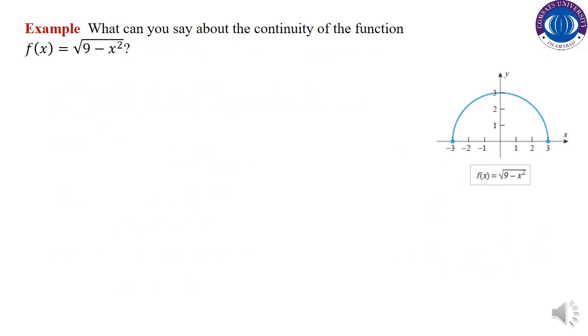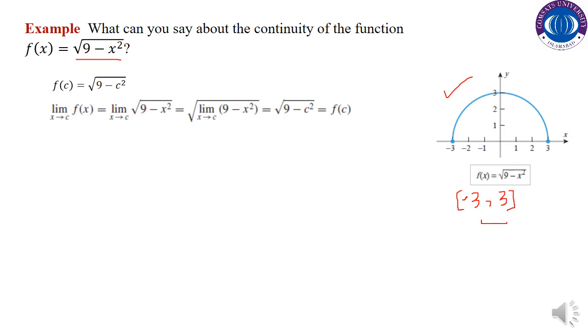In this example we have to discuss the continuity of the function. The graph of the function is given. This is the semicircle of radius 3. In this graph the domain is the closed interval from -3 to 3. We have to discuss the continuity of this graph on this interval. So firstly we will discuss the continuity at its interior points. So let me take the point c, which represents all the interior points of this interval.